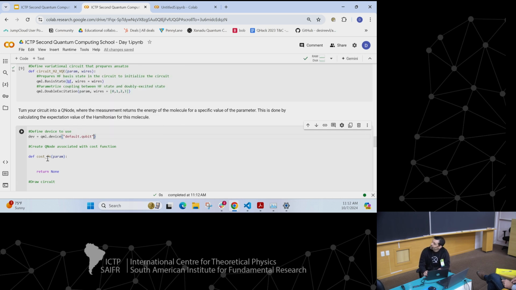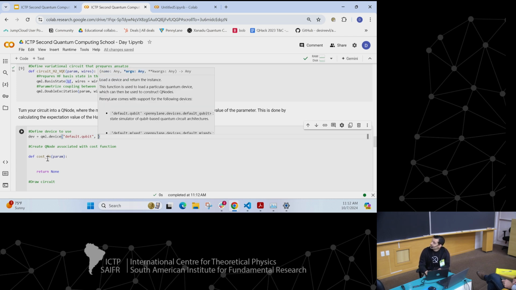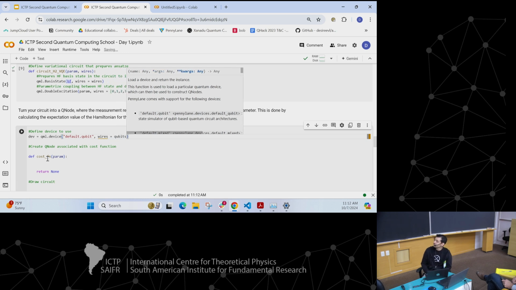So we're going to use the default.qubit simulator. For this one, you don't need to specify the number of qubits, but especially if you're starting out, it's always good to specify this just so you know exactly what your circuit is doing.